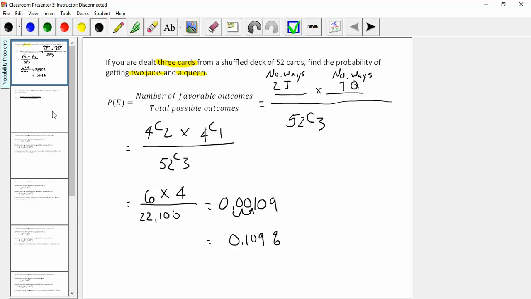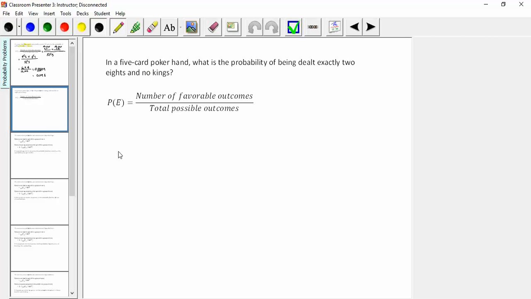All right, let's move on. Next problem is one that is similar. In this one, we've got, oh, not 3 cards this time, but now we've got 5 cards. 5 cards. Now we're playing poker. What's the probability of being dealt exactly 2 8s and no kings? It sounds similar, and it is similar.